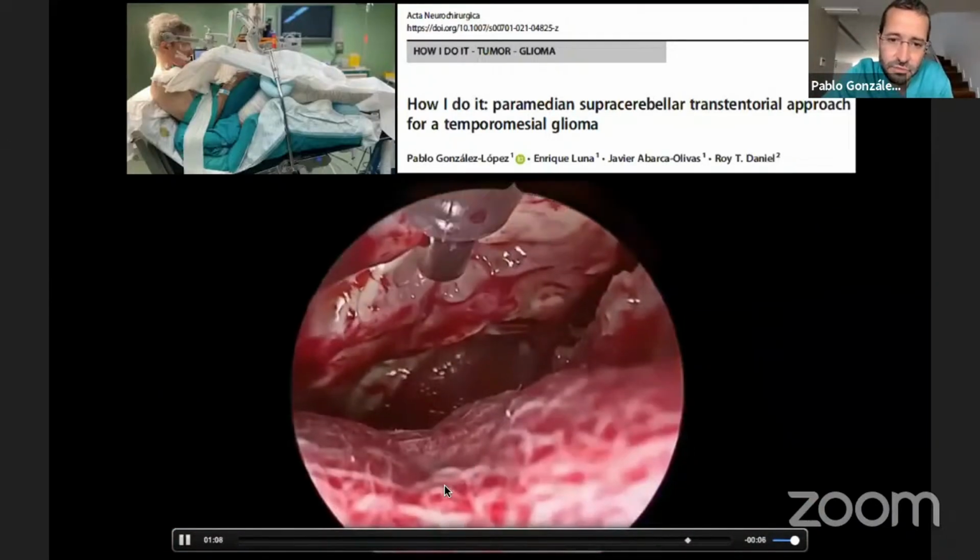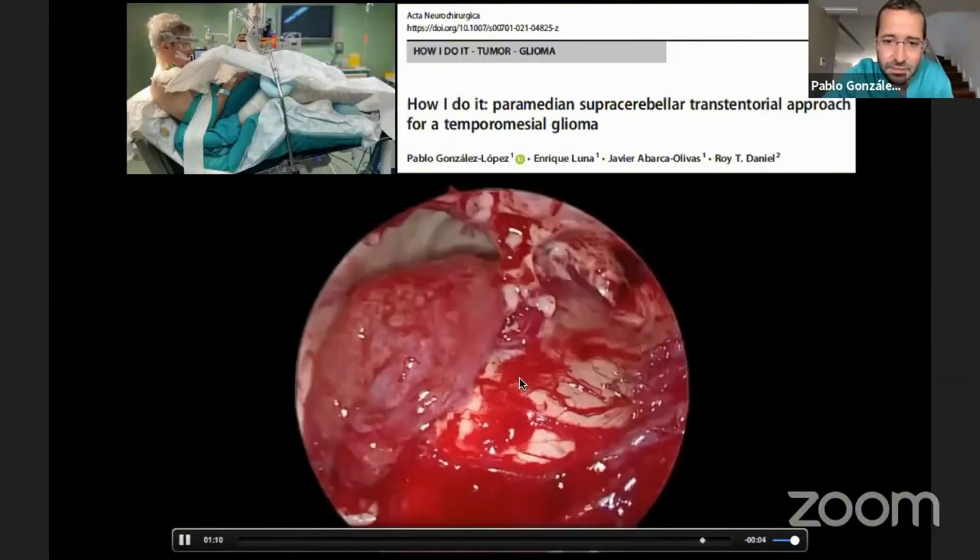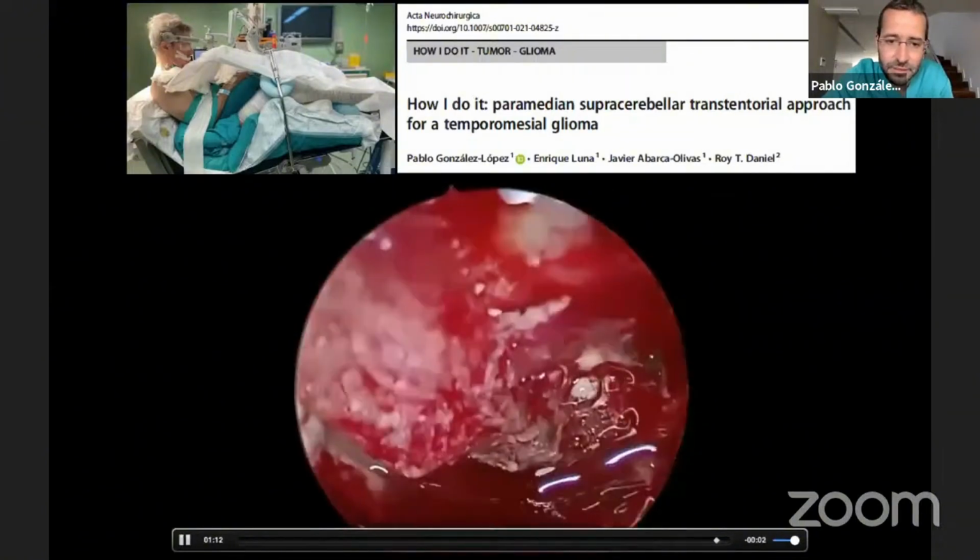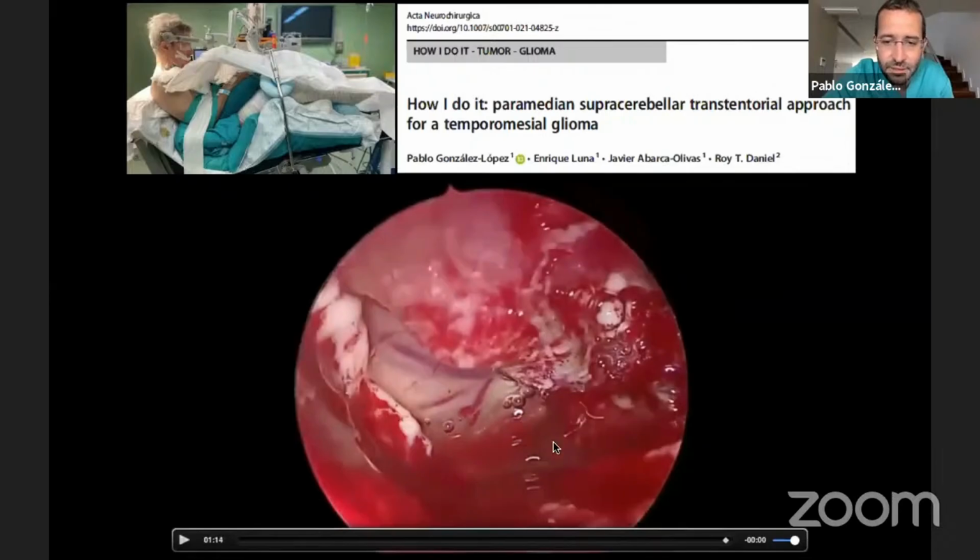This is the choroid plexus. With the endoscope, we can even reach different or difficult regions, and we are entering through the temporal horn.